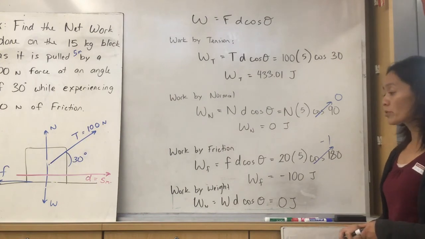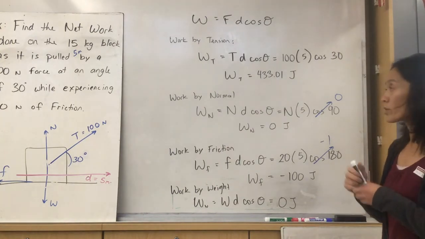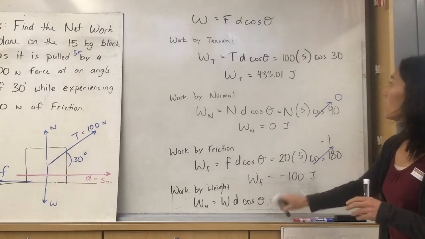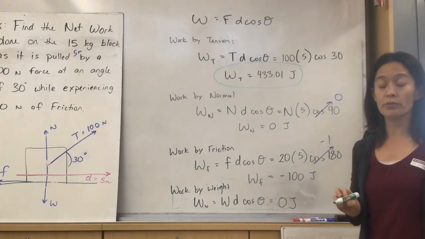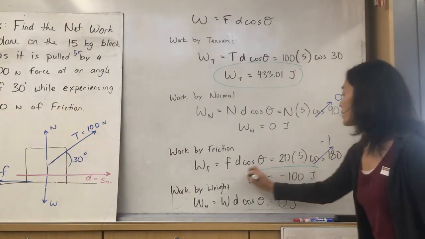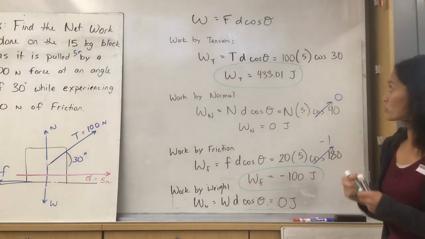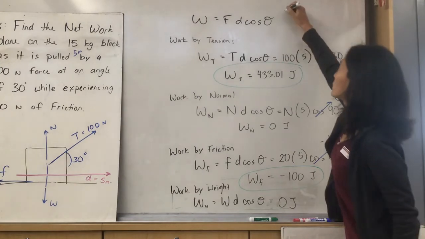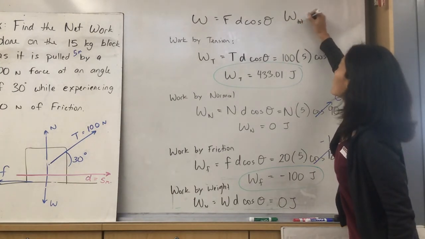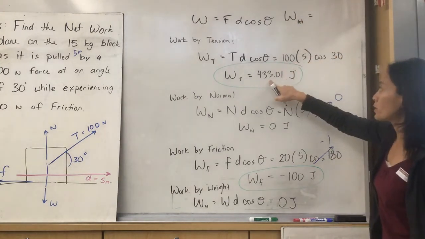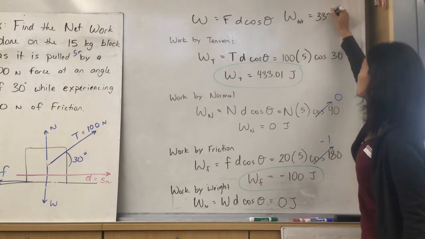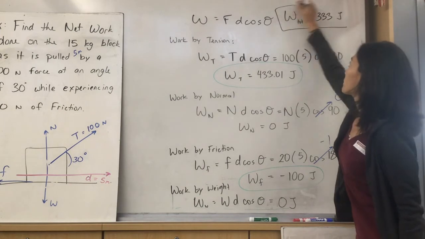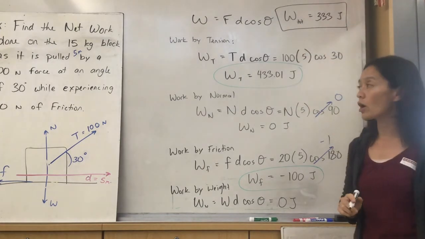So if I were to think about the net work or the total work done, my tension gave me positive 433 joules, and my friction gave me negative 100 joules. So my total work, or my net work, is 433 plus negative 100, so that's going to be roughly 333 joules total work done on my object.